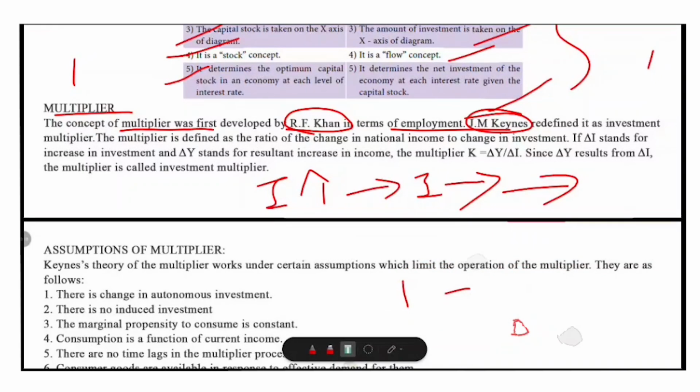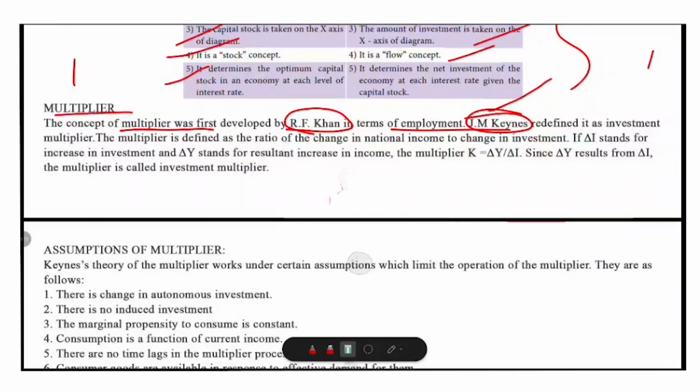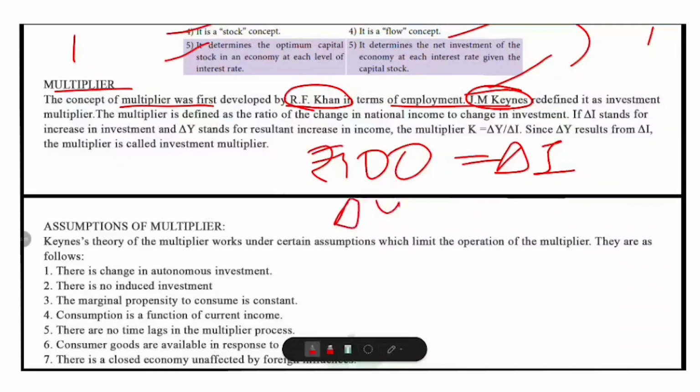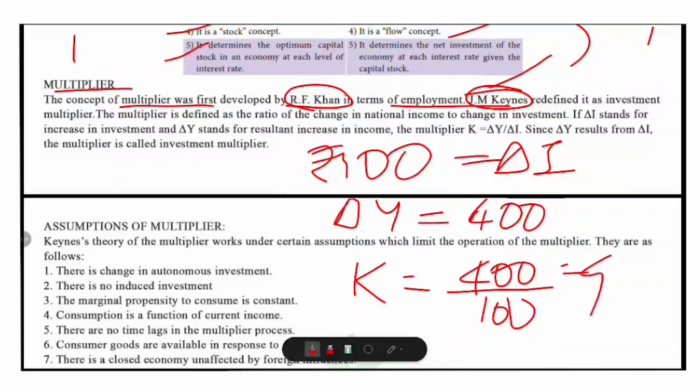Let me tell you an example. So remember the equation, K is equal to delta Y by delta I. Suppose investment increases by rupees 100 crore, that is delta I, because there is a change in investment, and as a result national income increases by 400 crore, that is delta Y is equal to 400 crore. Then what is multiplier here? K is equal to 400 divided by 100, that is equal to 4. So this means a rupees 1 increase in investment leads to a rupees 4 increase in income.